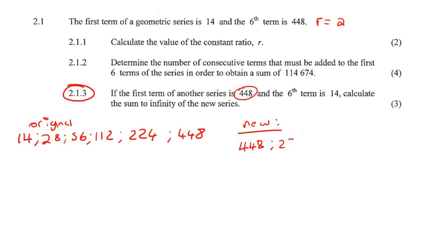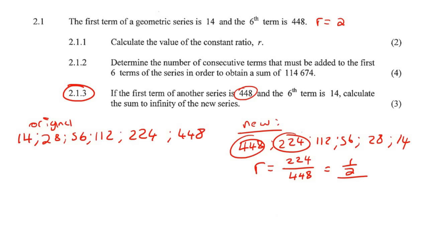You see? So what is the R value? Well, the R value is always this number divided by this number. So 224. Don't say negative 2 or something like that. It's actually going to be a half. Okay, so the R value is a half. So we can use the sum to infinity formula now. So A would not be this A. A is now for this sequence, which is 448.